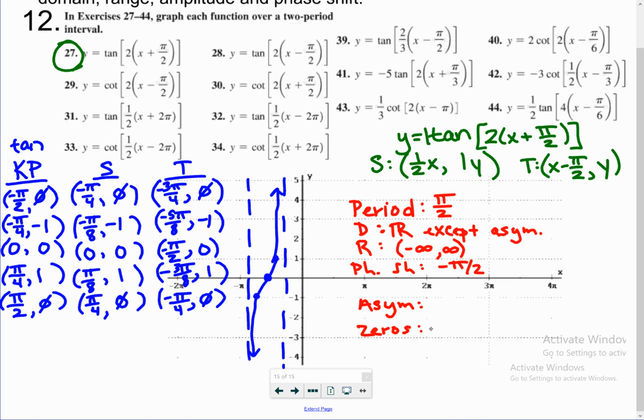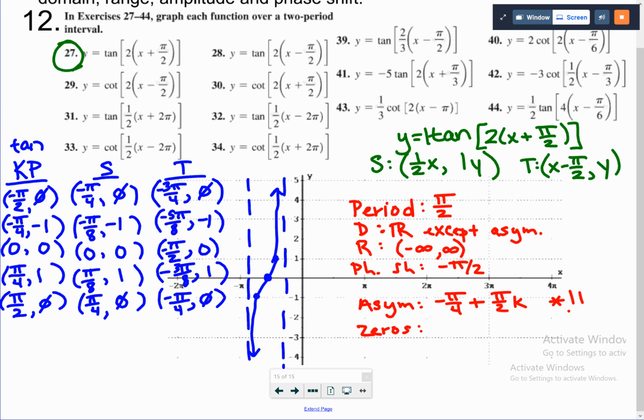Asymptotes. Can you give me one place where we have an asymptote on this graph? Sure. Negative pi over 4. You could also say -3 pi over 4 there. Would be fine. Plus, what do I always add on with these? The period times k. The period is pi over 2, k, and then what do you want to say about k? K is an integer. You need to say that on the test.